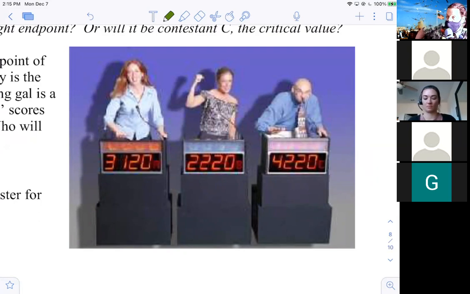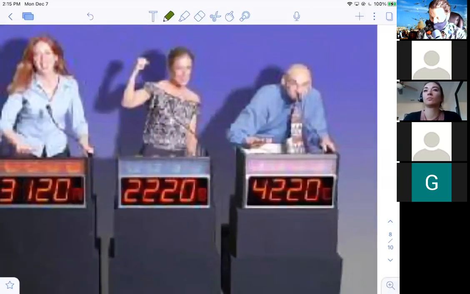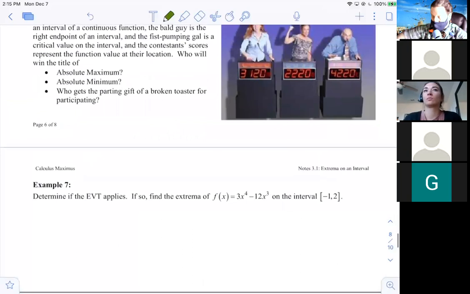And then who would be the other winner? The absolute min? The midpoint, right? The fist bump girl. And then the redhead, she goes home with the free toaster, right? Which is not a bad gift. It's not as bad as it seems, okay? But it's nowhere near as special as bragging rights, right? So let's play the game.